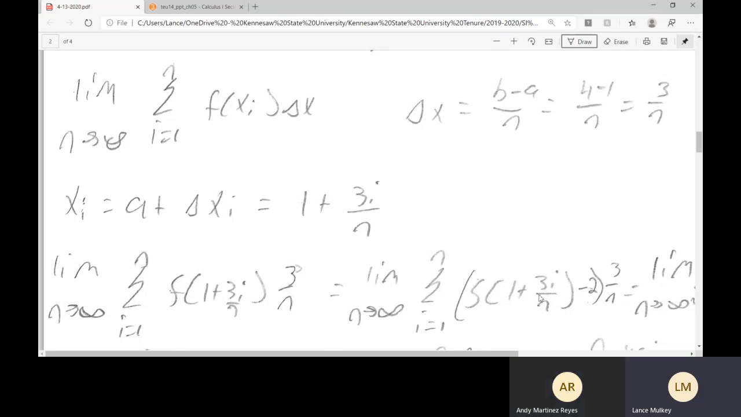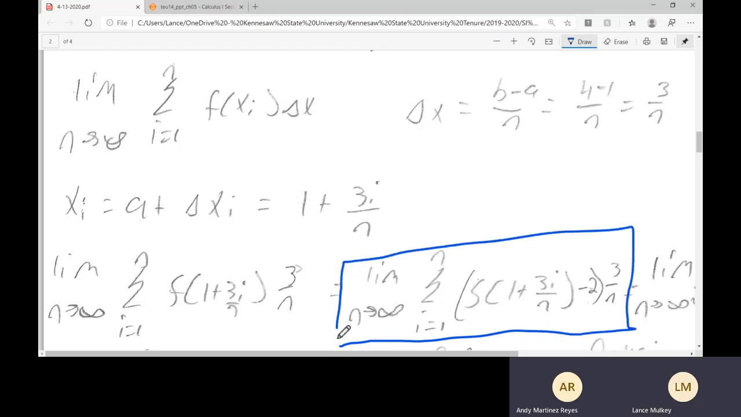So you get 5 times 1 plus 3 over n minus 2, times 3 over n. This is x, right? I forgot the minus 2 at first, and I had to redo a bunch of it. You think you can pick up from right here? 3 over n, doesn't that just become 0? No. You can't do it yet.